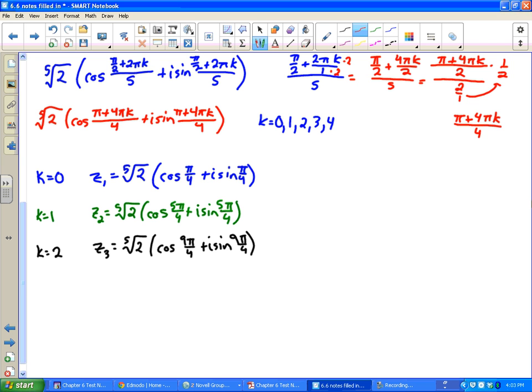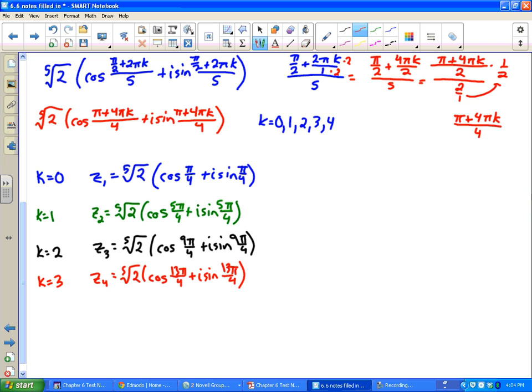Now we have k equals 3. We're on the second to last one, so z4. So that's the 5th root of 2 cosine. I'm plugging in a 3, so 4 pi times 3 is 12 pi, plus another pi is 13 pi. So that's 13 pi over 4, plus i sine 13 pi over 4.